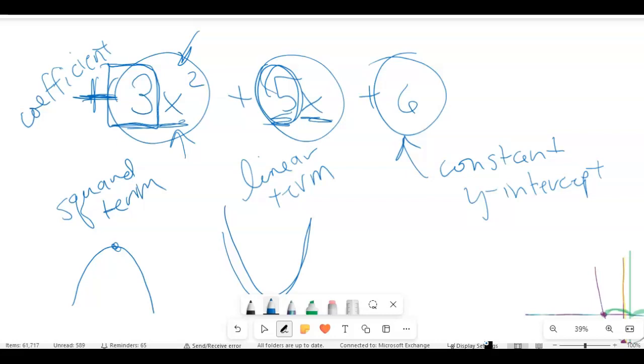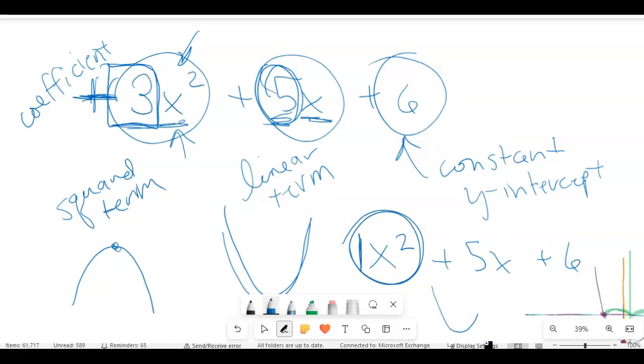Now another piece to that is if you just have x squared plus 5x plus 6, this right here has a positive coefficient because the number in front of x is 1. And so this would also open up because it has a positive coefficient of 1.